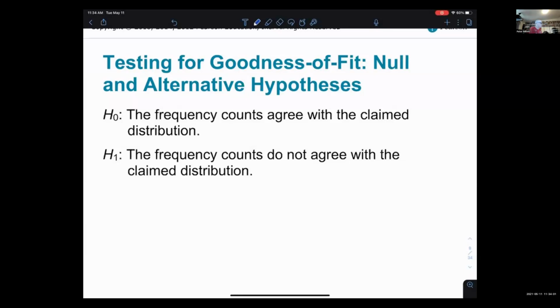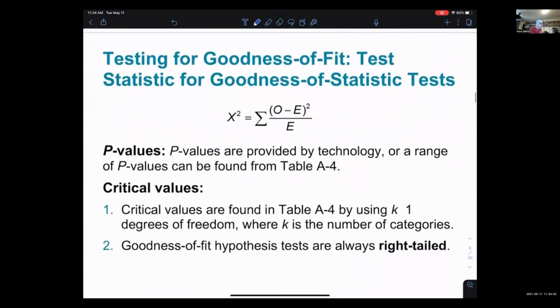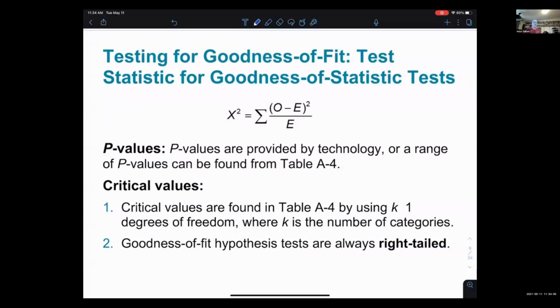All right, so having said that, we have these formulas that we hope not to have to use because we're going to use technology instead. Give me just 1 second. Sorry about the interruption.